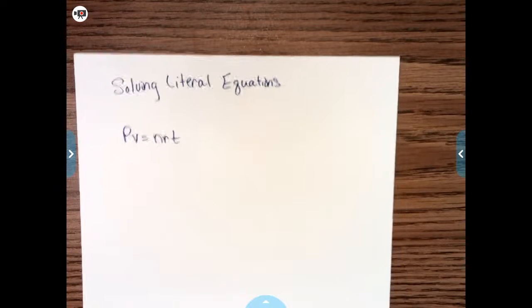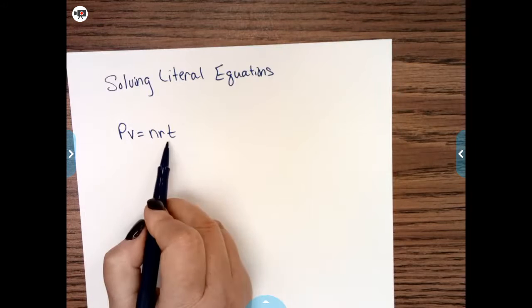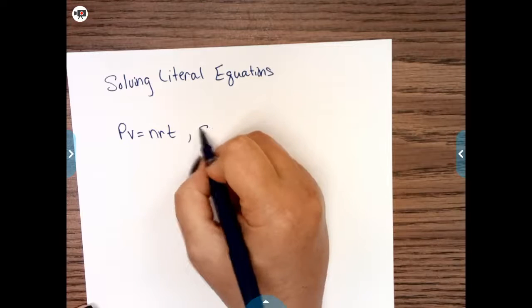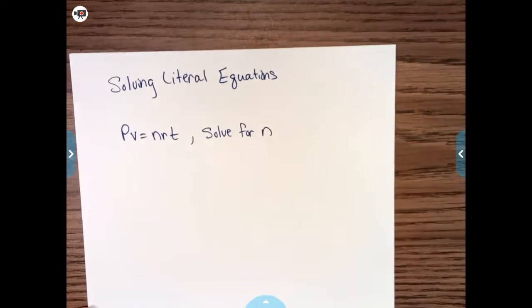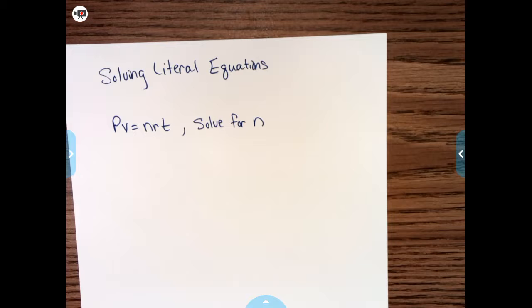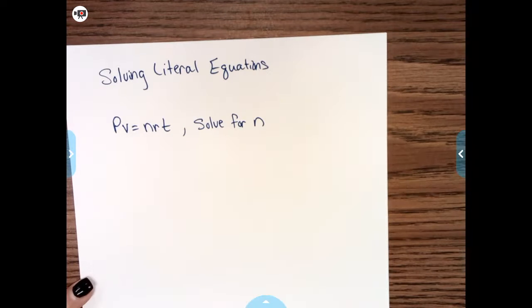Literal equations are equations with variables, with letters. So as you can see, there's no numbers there, only letters. So what we want to do is solve for one of the variables. This time we're going to solve for n. When you solve these, you treat them just like you would any equation with numbers. You just got to remember all your rules.